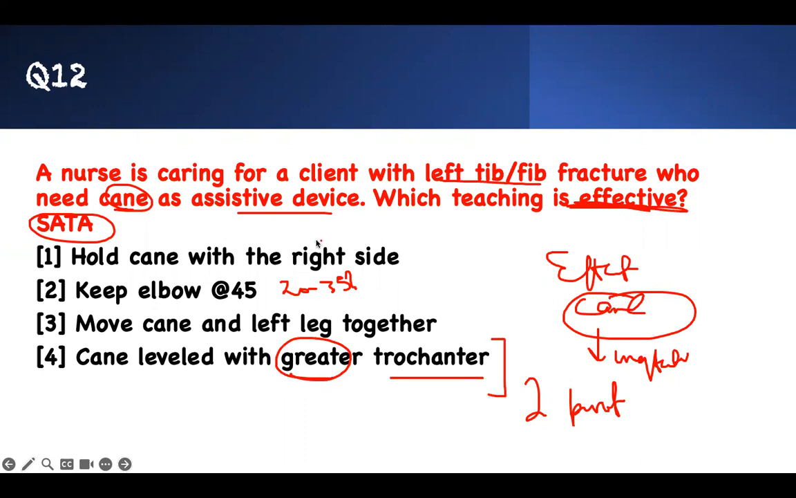So, cane on the right side, pay attention when they give you options, they try to screw you up. If the affected side is left, the opposite, unaffected side is right, so this is right. Elbow, 45 is too big. We want 20 to 35. Move the cane and the left leg, the affected leg, together. Cane level with the greater trochanter, that's where we measure it. So this is it. This is just a fundamental to give to you. So 1, 3, 4. If you don't know it, just pick those that you're confident on.